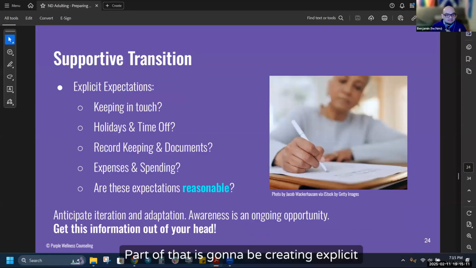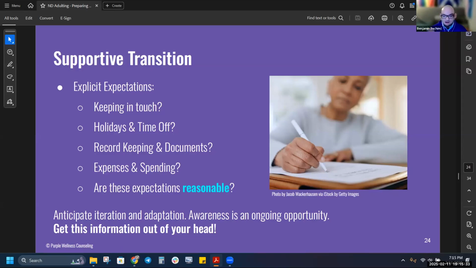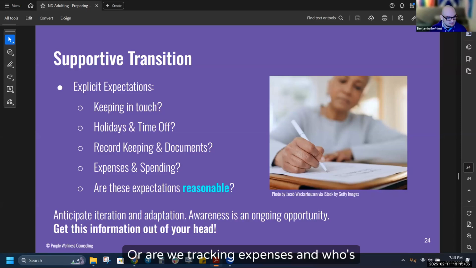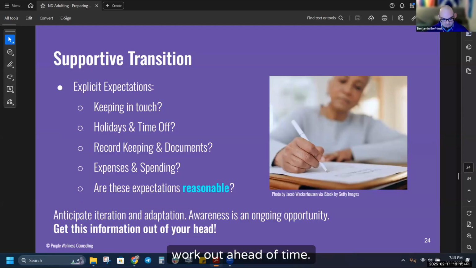Part of that is going to be creating explicit expectations. So what do you want out of the relationship from your young person? What do you expect from them in terms of keeping touch, in terms of spending holidays or time off? Who's going to keep important documents like birth certificate or social security number, often stuff that you're going to need if, like, going into an employment situation or applying for school? How are we tracking expenses and who's responsible for what? When is that going to transition? All of this stuff is stuff that we should work out ahead of time.